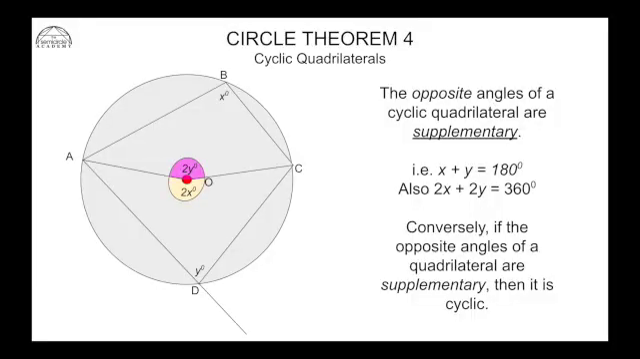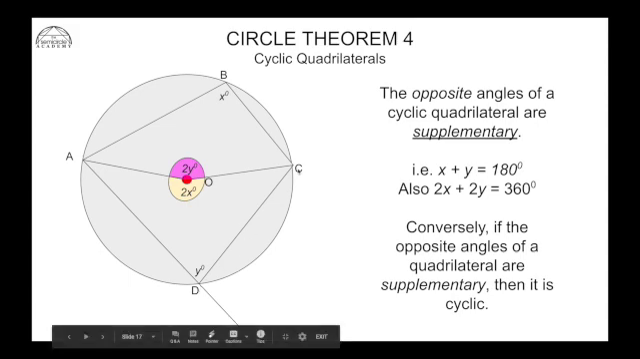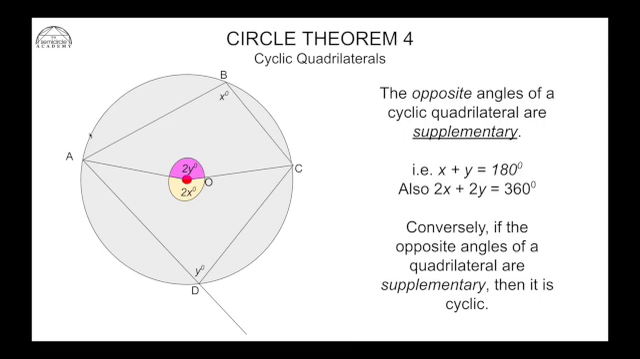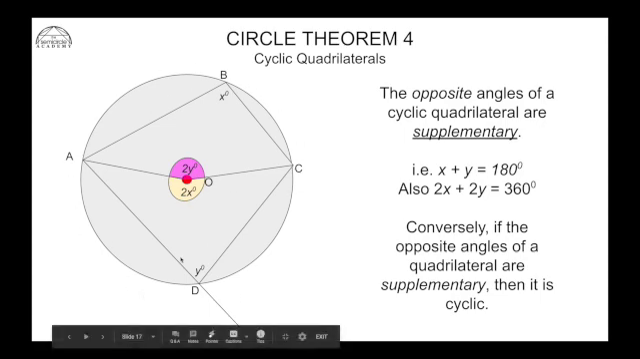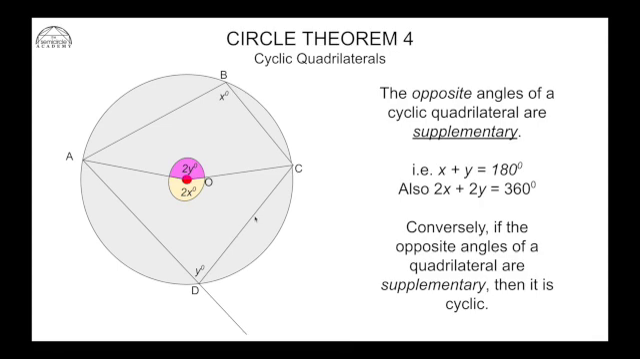Theorem 4 has to do with a cyclic quadrilateral. A quadrilateral is, sorry, not two sides, four sides. A cyclic quadrilateral is when you have the four vertices on the circumference of a circle. If you have a quadrilateral such that you could draw a circle that would touch all four vertices, then that is a cyclic quadrilateral.